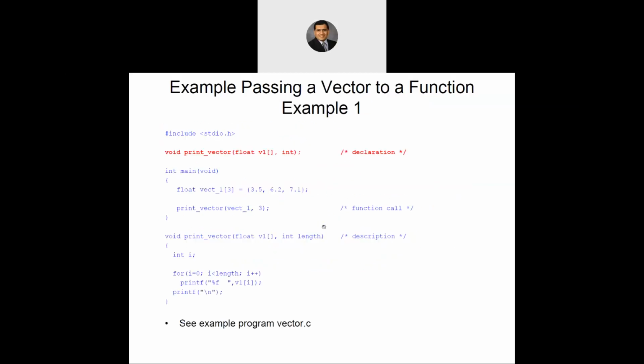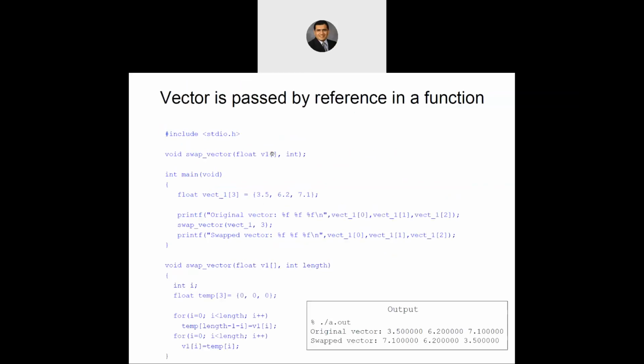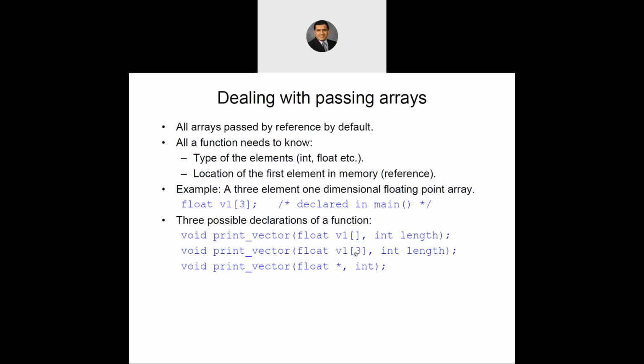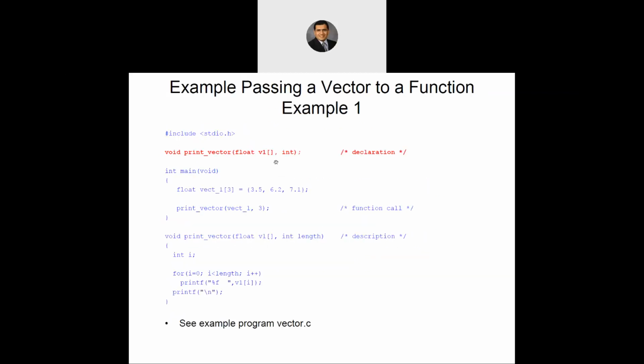Look, over here in this program, I'm declaring my array either empty, or I can put a value inside it, as it says over here, or I can just put an asterisk indirection operator.